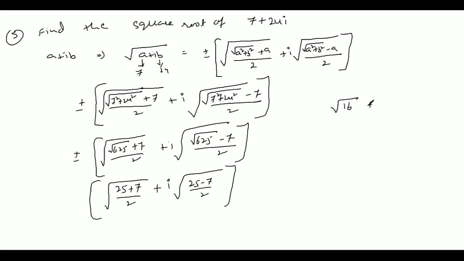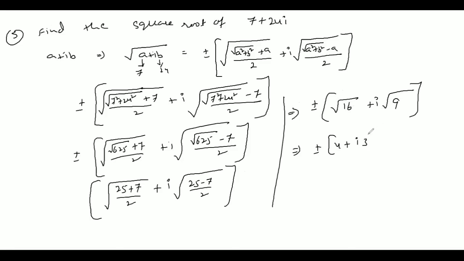Root 16 plus i into root of 25 minus 7, which is 18, 18 by 2 is 9. And next, root 16 is 4 plus i into root 9 which is 3. Okay, finally we can write plus or minus of 4 plus 3i is the square root of the given number. Like this we can solve such questions.